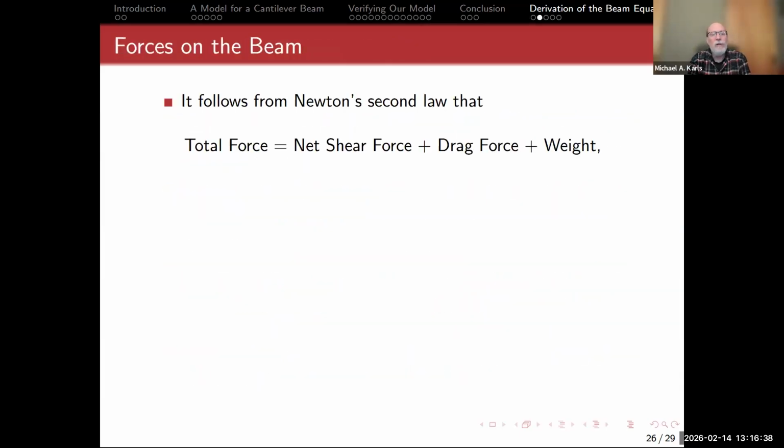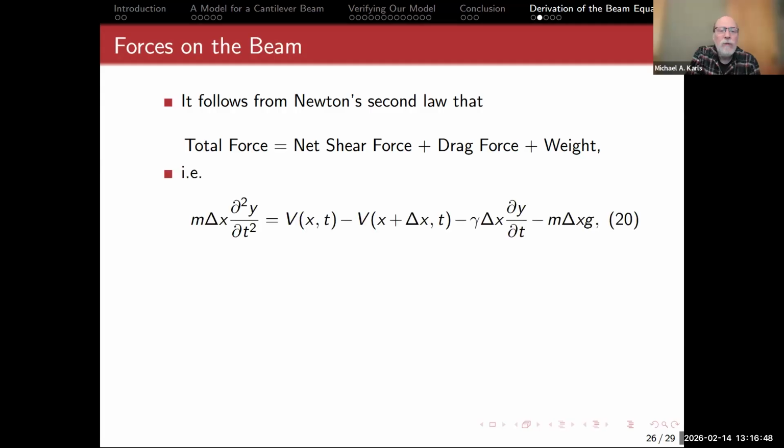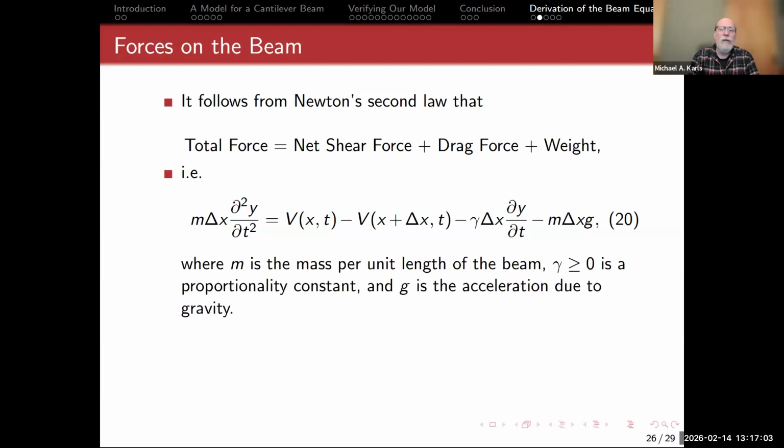And so it follows from Newton's second law that the total force on this piece of beam should be equal to the net shear force plus the drag force plus the weight. The total force is mass times acceleration. Then we have the net shear force, those are the first two terms, and then the drag force is the third term, and the weight is just the last term. Here m is the mass per unit length of the beam, gamma is a proportionality constant, and g is acceleration due to gravity.